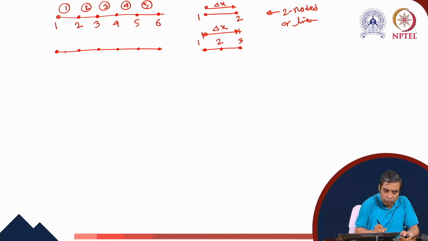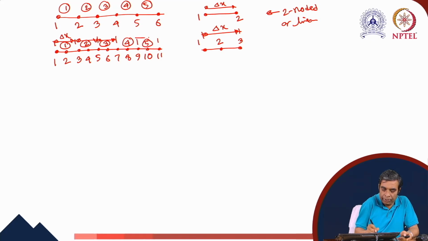Now our global nodes will increase: 1, 2, 3, 4, 5, 6, 7, 8, 9, 10, 11. So this is our delta x. This is element 1. This is element 2, this is element 3, element 4, and this is element 5 with size delta x. So delta x is the mesh size.